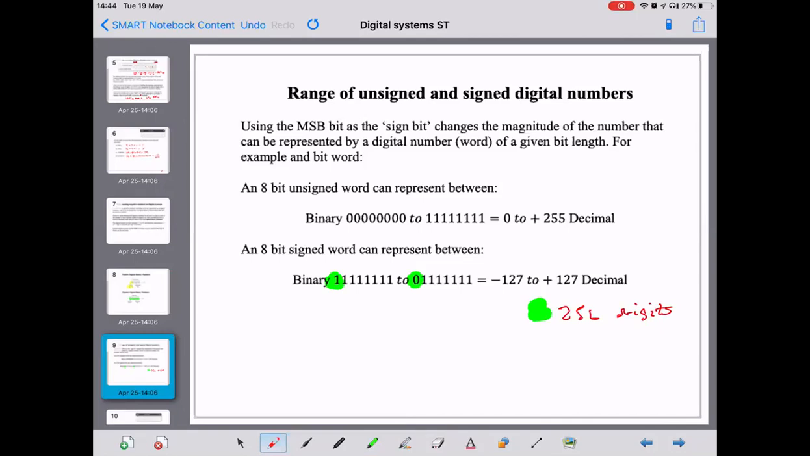So if we wanted to represent minus 255 to plus 255, we'd have to add one more bit to the binary word.